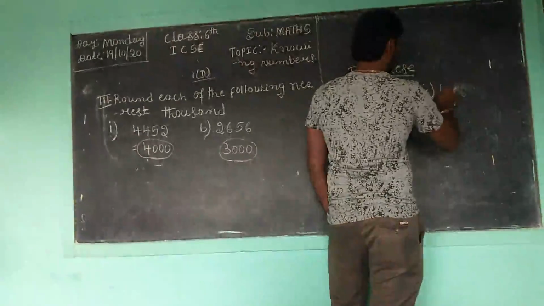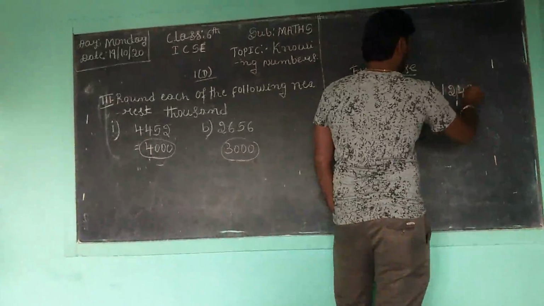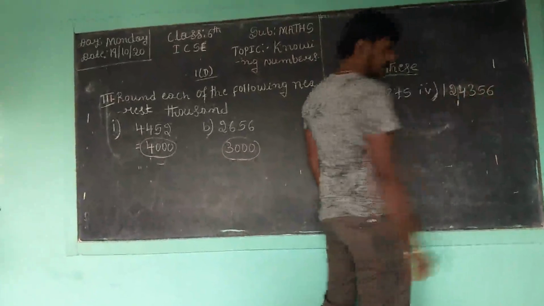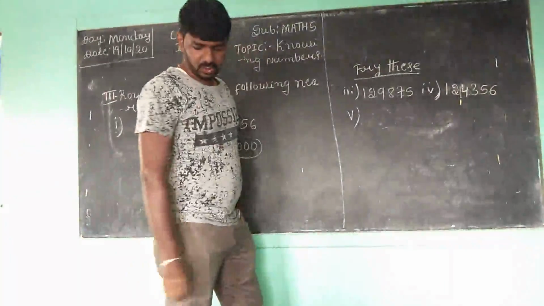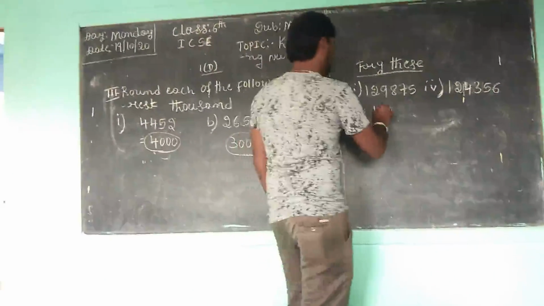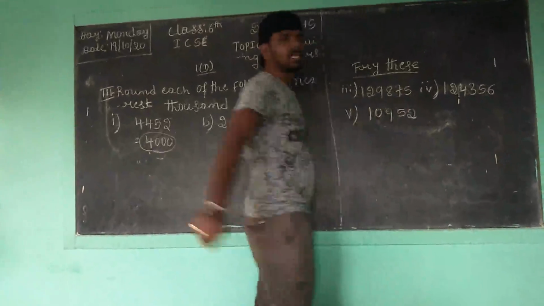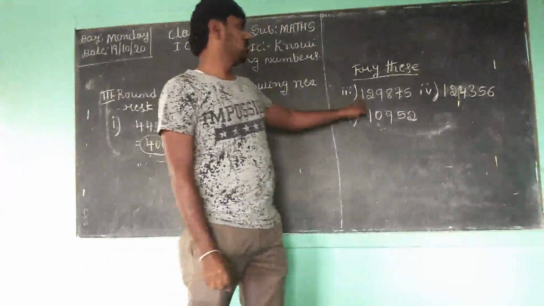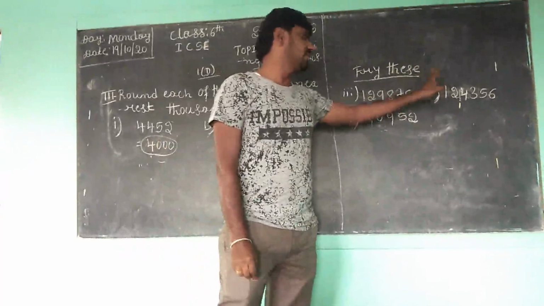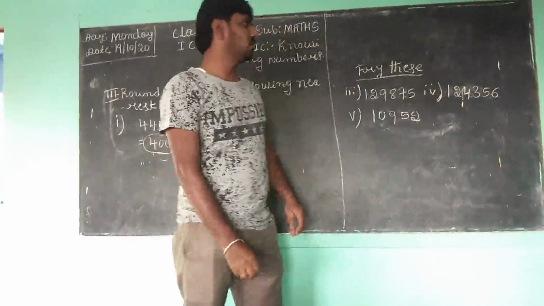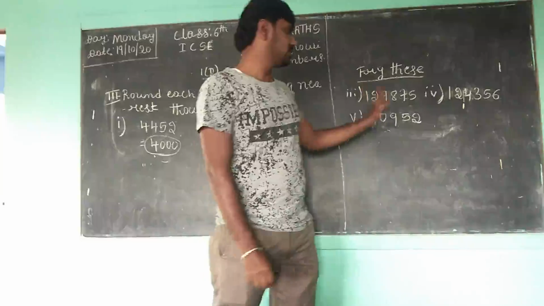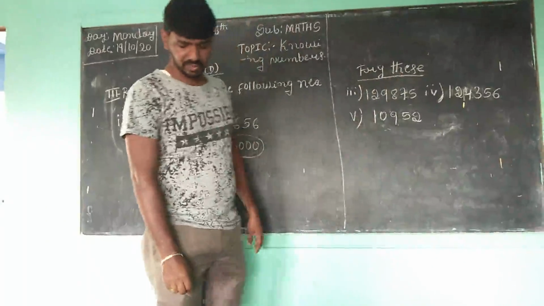124356. Children, as well as the last question, 10952. So what are the sums, children? First is 129875. Second sum is 124356. And the fifth sum is 10952.